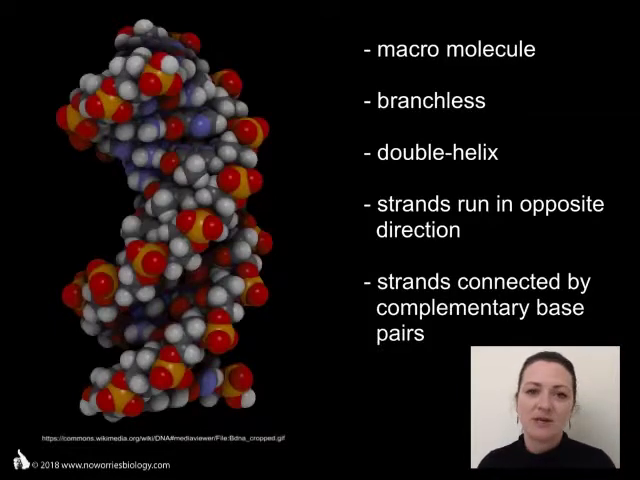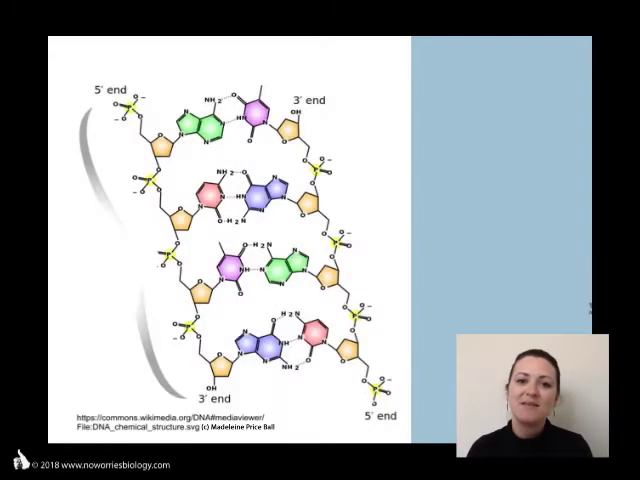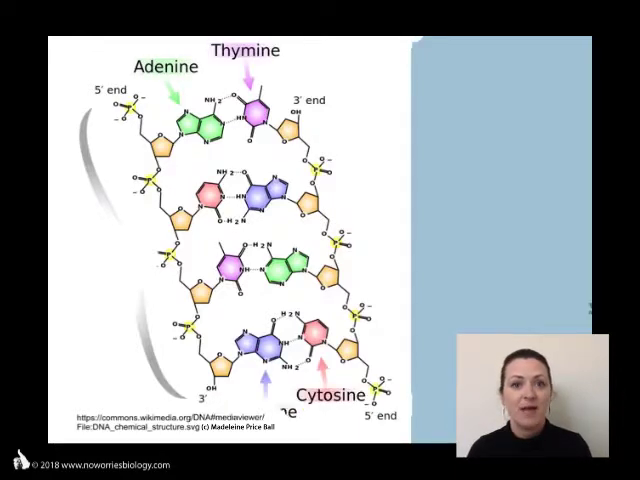So let's have an even closer look at the structure of DNA. Here we can see the chemical composition of DNA. Just to give you a quick overview, we have of course our 2 backbone strands consisting of sugar molecules and phosphate groups. And here in the middle we have the bases, and those bases are adenine, thymine, cytosine, and guanine.